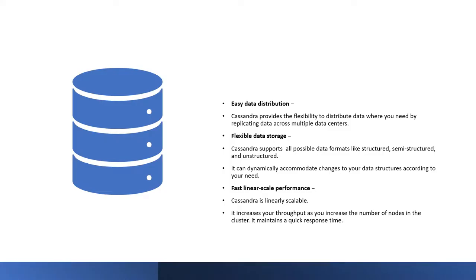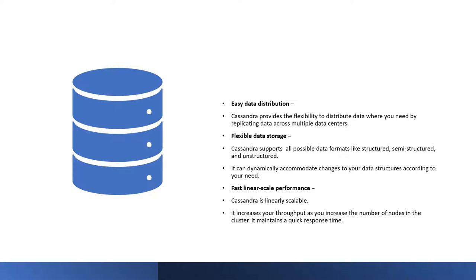Easy data distribution is one of the strongest features in Cassandra. If you have data which you want to spread across multiple data centers, you can use the inbuilt feature, and that can be easily replicated. You have flexible data storage as well. You can store data which is structured, semi-structured, or unstructured. It's all about the data model which it supports.